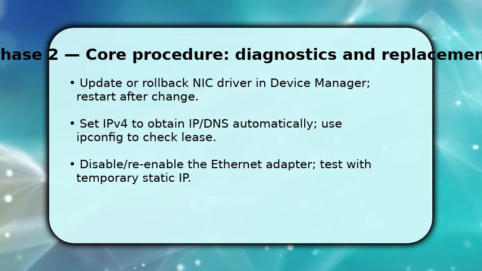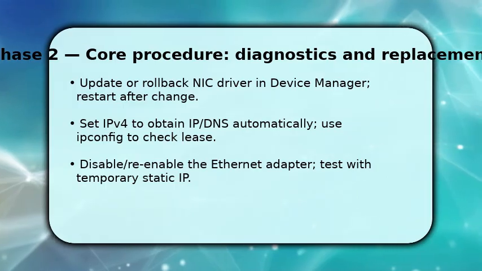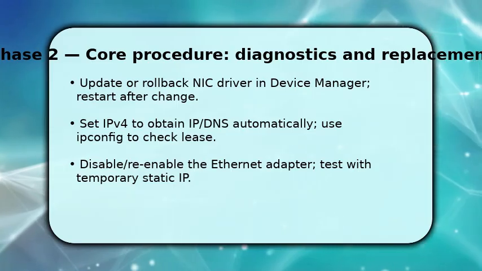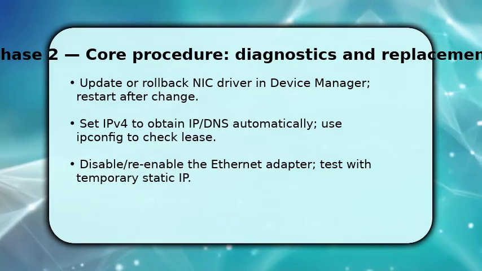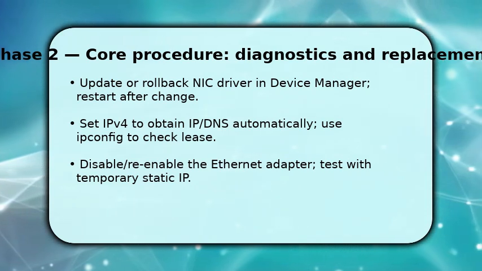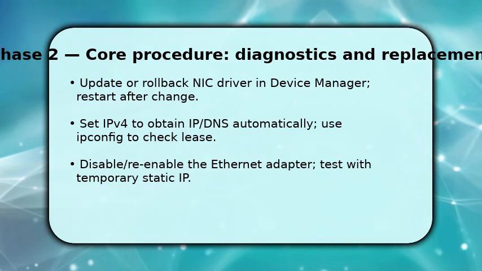static addressing. Use Command Prompt and run ipconfig /release, then ipconfig /renew to force DHCP. If problems persist, disable and re-enable the adapter, and briefly try a known static IP to rule out DHCP issues.